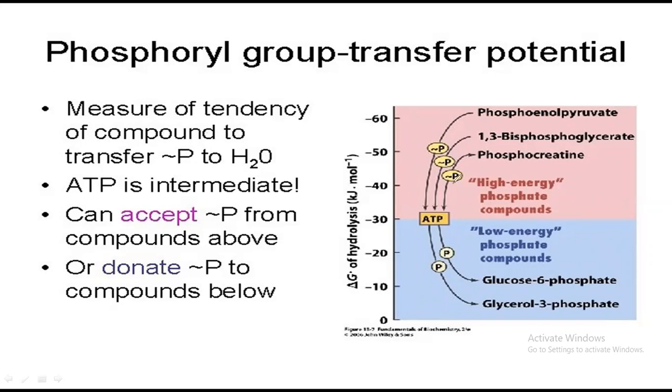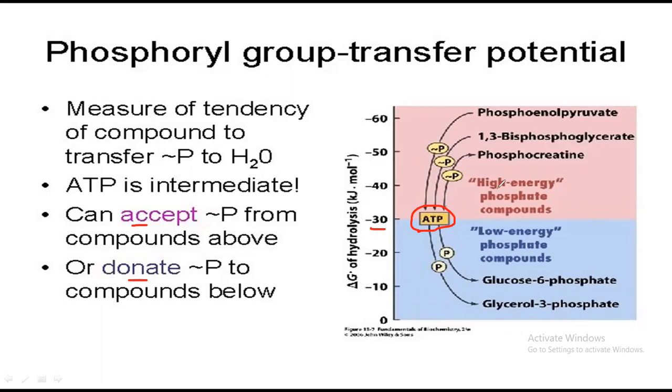In the previous slide I discussed that ATP gives its phosphate to the H2O. So ATP is the intermediate. Just look here at the colors. This is the purple color and this is the blue color. So here ATP is the intermediate. When ATP gives its phosphate to the water molecule and after that it is accepted by the other molecules, it gives 30 kilojoules per mole energy, or 7.3 kilocalories per mole.